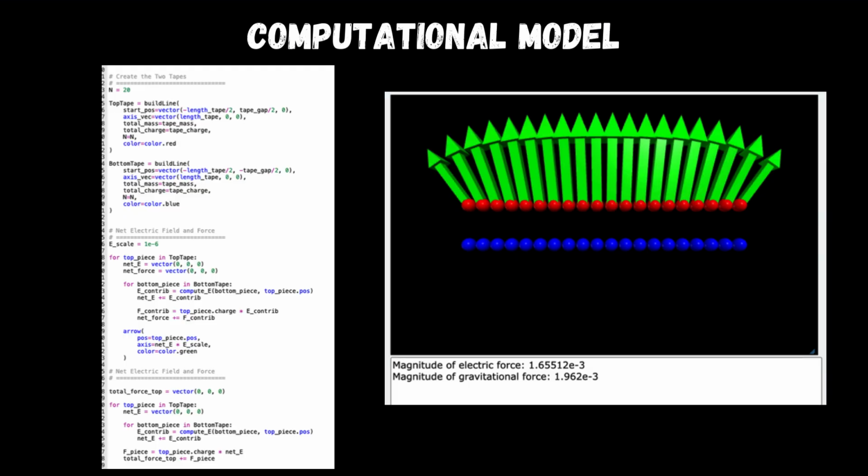After building the two tapes, the program calculates the total electric force on the top tape caused by the bottom tape. Finally, it compares the electric force to the gravitational force so we can properly see how they relate physically. On the right side, you can see the model where the green arrows indicate the electric force at each singular point, not just a point charge, like we thought in the last lab.